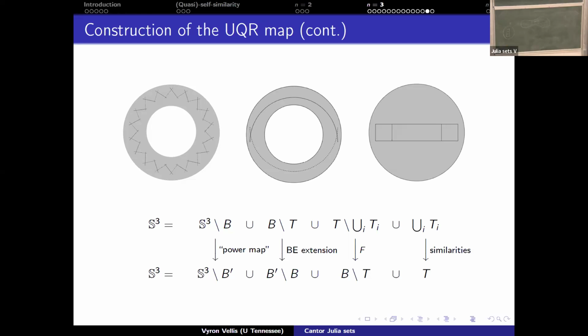And the map F is going to be, well, I'm going to use similarities. I already mentioned this is a self-similar set. So I'm going to use similarities from Ti to T. From T minus union Ti to B minus T, I'm going to use the map that I just showed to you. And this is a very high degree map. So one can construct a UQR power map, whatever that means, of the same degree here. And then you glue these two maps together by the Bernstein-Edmonds extension, which is an extension for piecewise linear maps on manifolds for 3 dimensions.